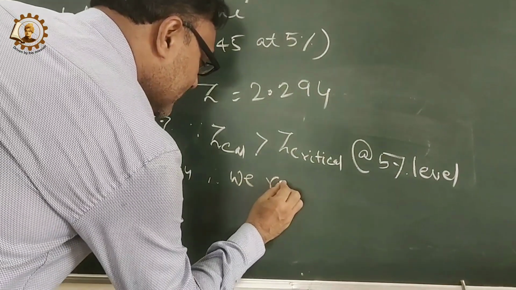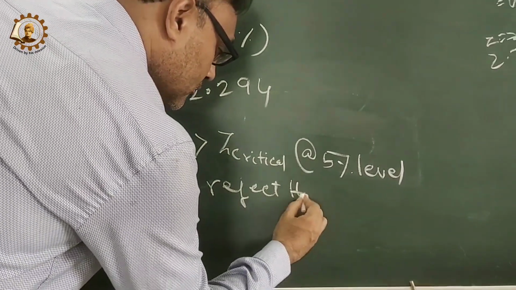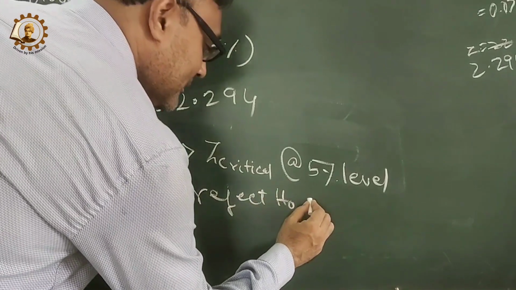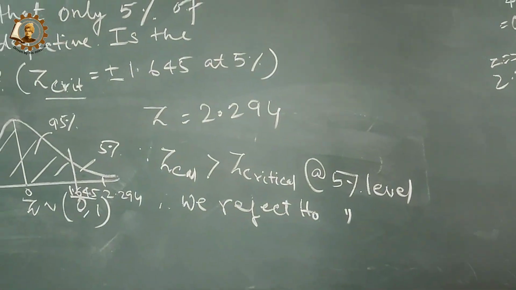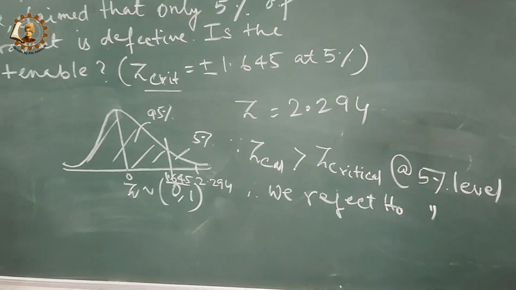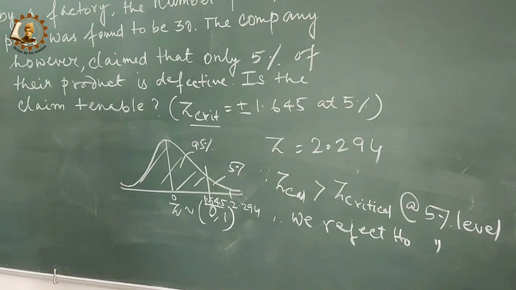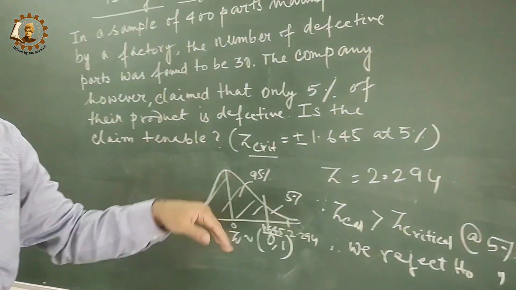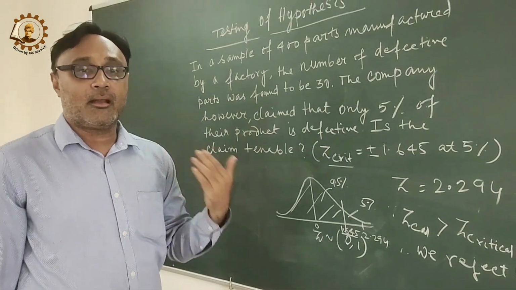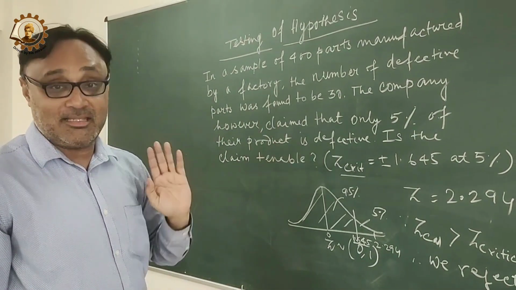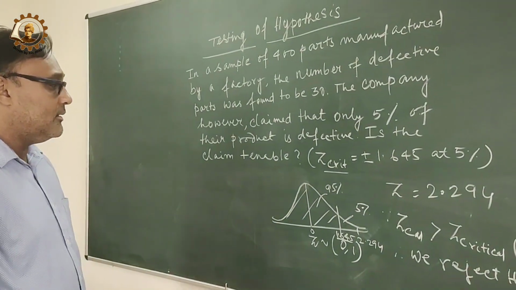Therefore, we reject H0 at the 5% level. So we reject H0 and we can claim that the claim of the company is not tenable. That is, the company people are not saying the right thing, at least statistically. So we reject H0 at the 5% level.